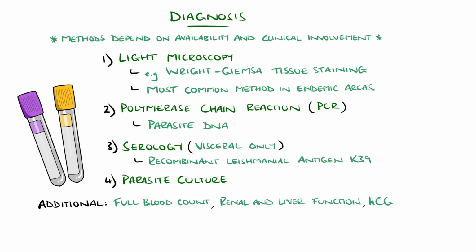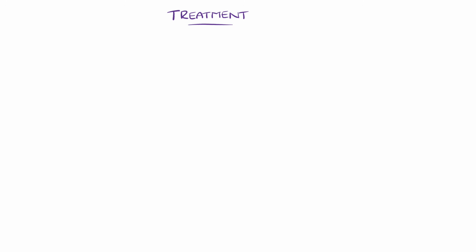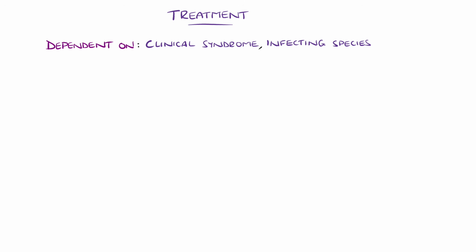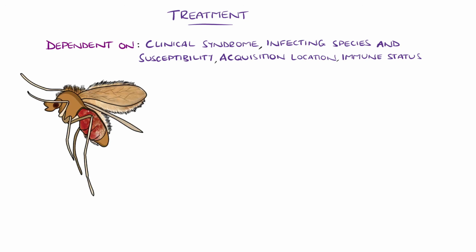A human chorionic gonadotrophin (HCG) pregnancy test is done prior to choosing treatment options, as various medicines are toxic to the fetus. Treatment depends on multiple factors, including the clinical syndrome, the infecting Leishmania species and its susceptibility, geographic location of acquisition, and immune status of the host. Some small lesions that are caused by species that do not generate the mucosal form do not necessarily need treatment and may just be monitored.